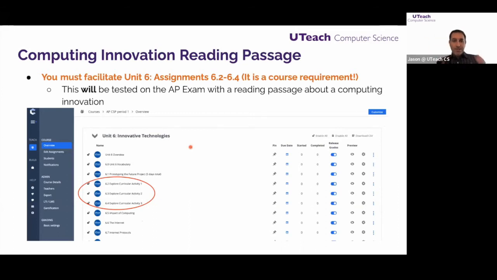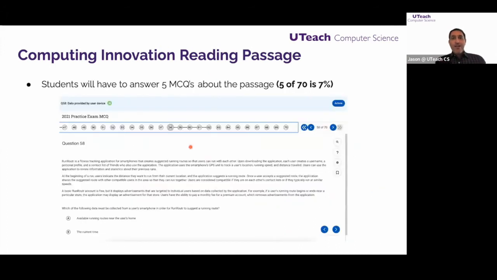Okay, so now, like I was saying, I want you to start when you review with assignments 6.2, 6.3, and 6.4. They are College Board requirements, okay? And on top of that, 5 of 70 questions is 7% of the test. Now, I told you that these 3 assignments will actually be tested 8 times. So that's important. You'll find these questions in the practice exam.